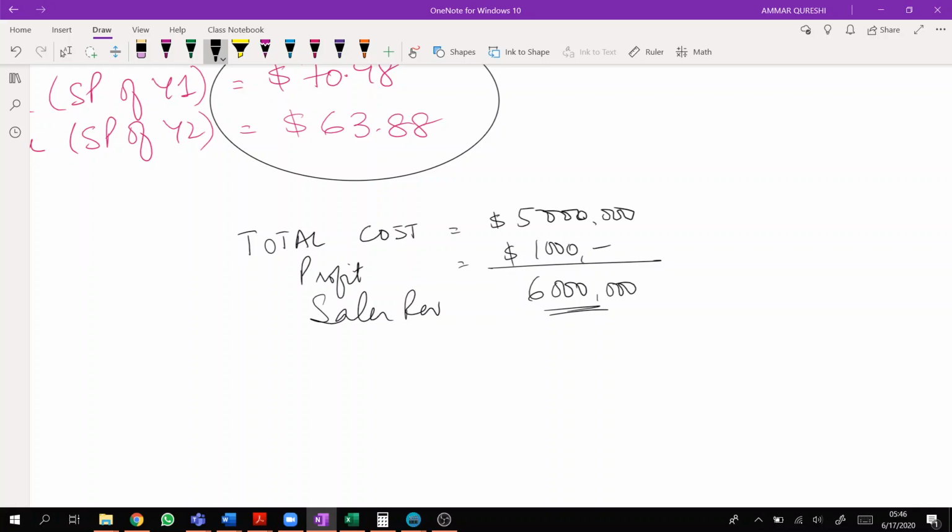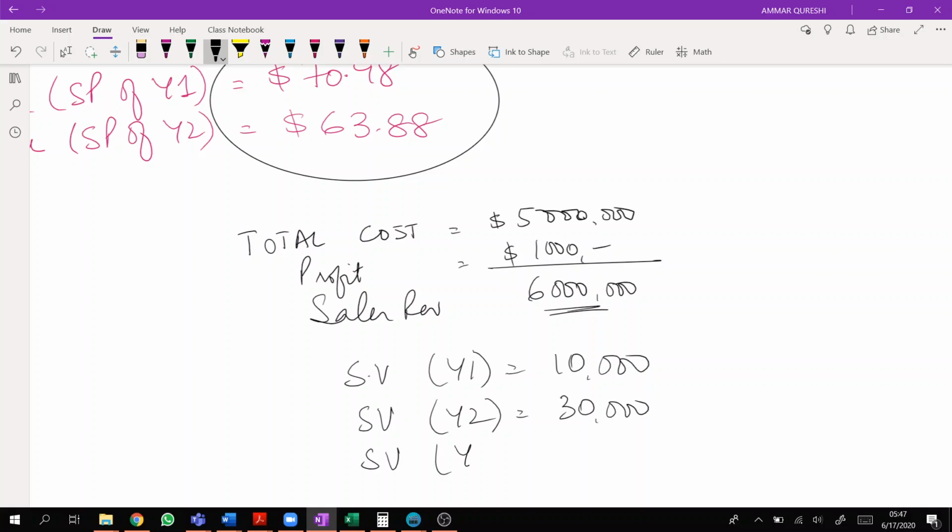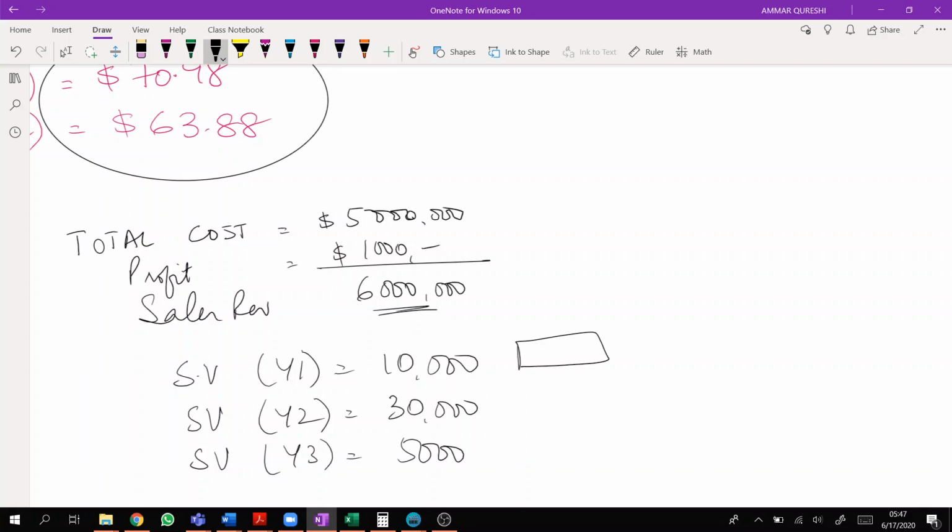Now, suppose someone told you that, look, sales volume in year one will be 10,000 units. Sales volume in year two will be around 30,000 units, and sales volume in year three will be around 5,000 units. And someone says that, look, what we don't know is the selling price you are going to charge in first year, but in second year we can increase selling price by 20%, and in third year we will reduce selling price by 40%. So if we do this, we will be able to achieve these sales volumes, right?